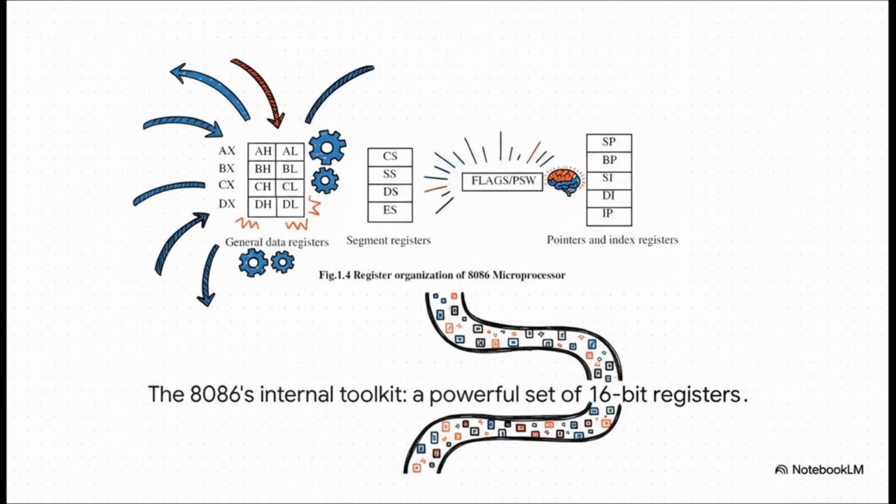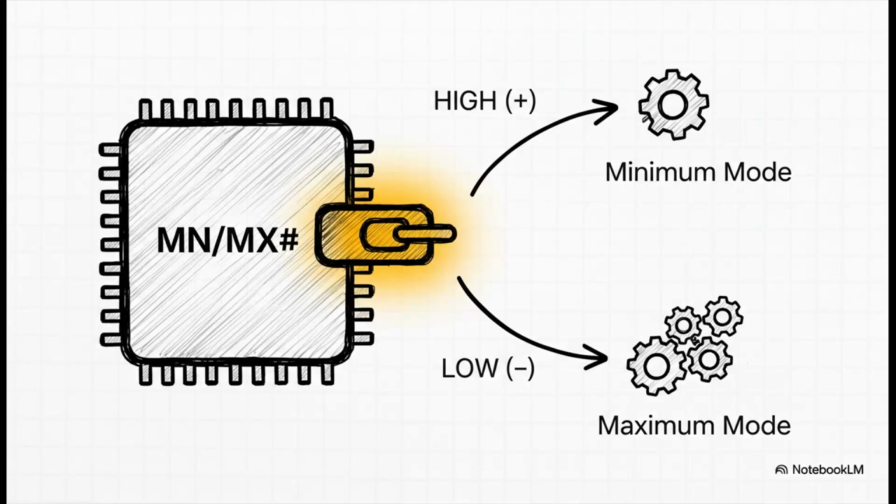On the inside, the 8086 had some serious muscle. What you're looking at here are its general purpose registers, AX, BX, and so on. And for doing 16-bit math, these were a huge deal back then. So yeah, the chip had the horsepower for complex stuff, but its real genius was how it played with others. So what was Intel's brilliant answer for conquering two different worlds? Oh, it was beautiful. Just elegant.